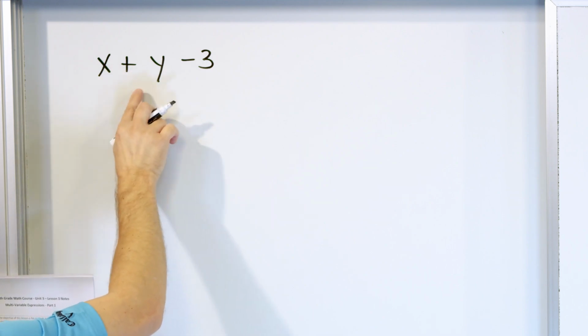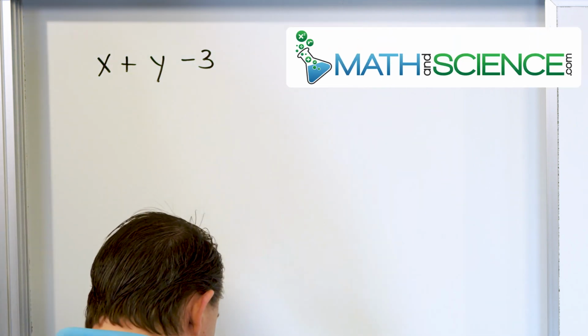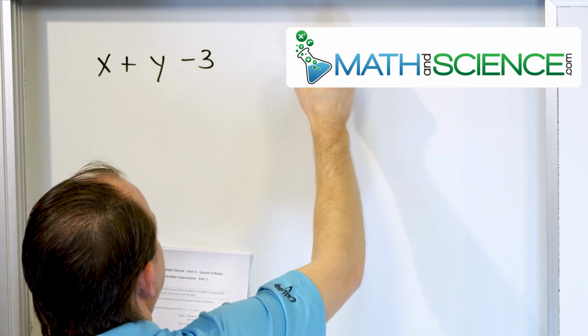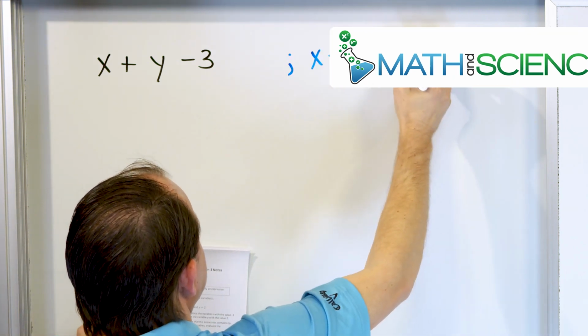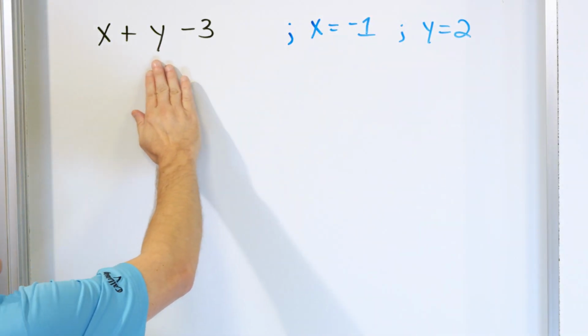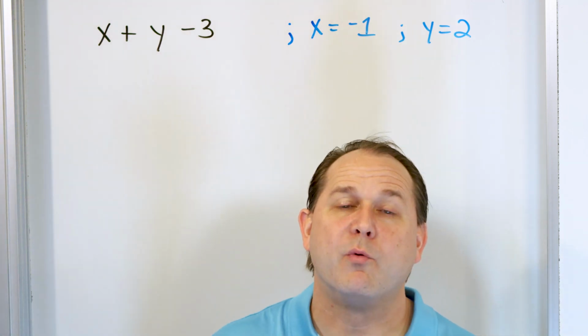This is the expression x plus y minus 3. And I'm going to give you that the value in this particular case of x is -1, and that y in this case is 2. So here is our first example of an expression with more than one variable.